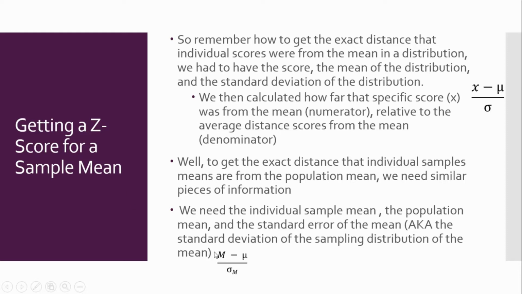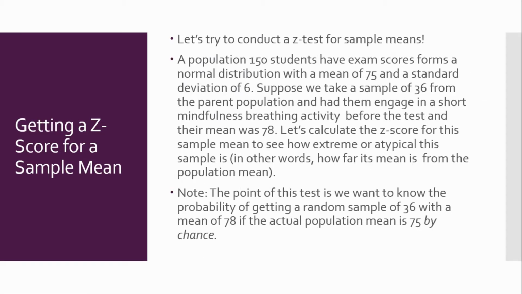So we have to have the individual mean, the population mean, and we have to have the standard error of the mean, which is also known as basically the standard deviation of that sampling distribution of means. So we're going to literally see how far our specific sample mean is away from the parent population mean relative to how far we can expect sample means to be away from the parent population mean on average just due to chance, okay?